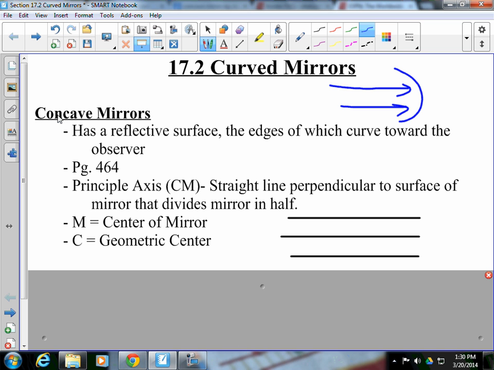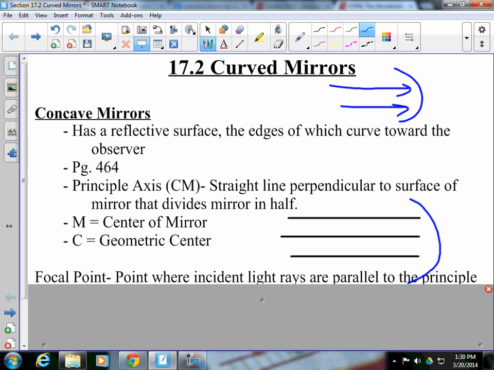And we have a bunch of vocabulary which we are going to focus on when we talk about mirrors and how objects interact with mirrors, and when we draw light ray diagrams with mirrors. The principal axis is a straight line perpendicular to the surface of the mirror that divides the mirror in half. So hypothetically, if I had a line like this, and this is my mirror, this line right down the middle here is the principal axis that splits the mirror in half.